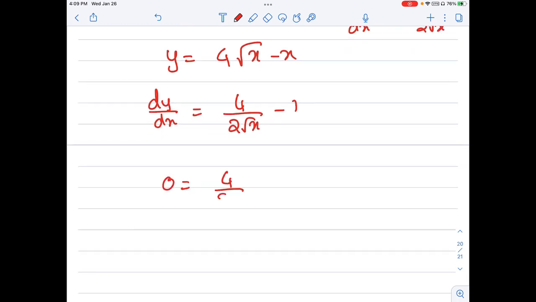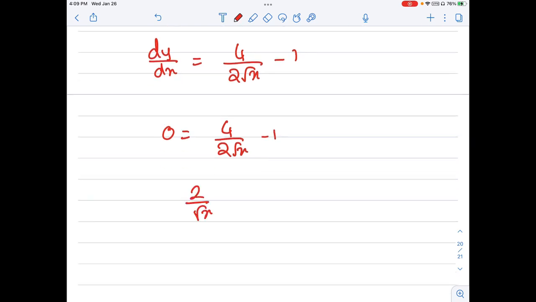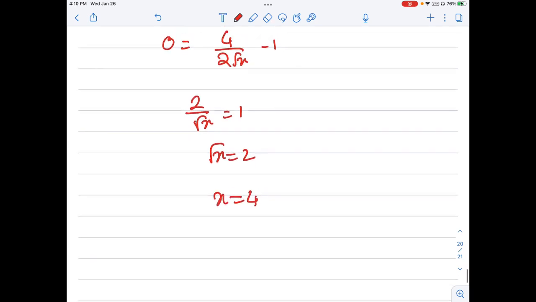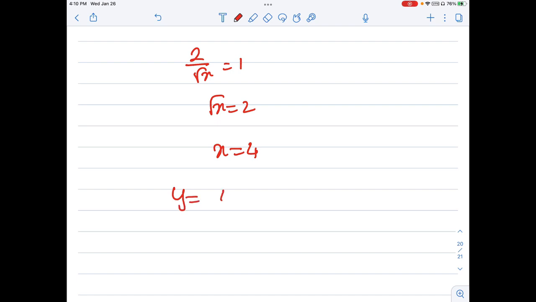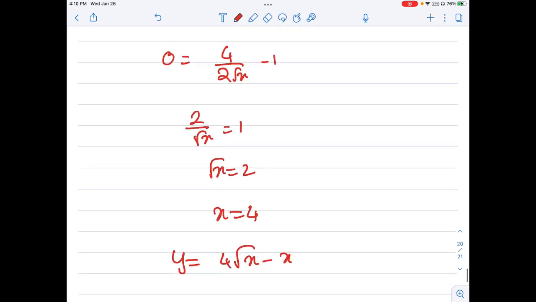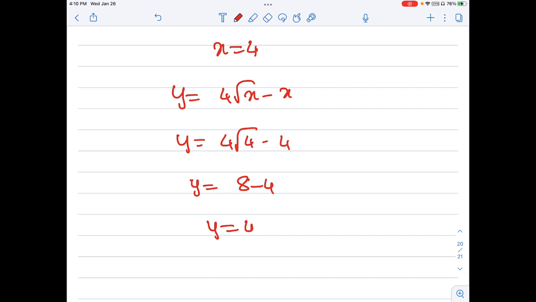So 4 upon 2 root x minus 1 equal to 0. So 2 upon root x equal to 1. Root x equal to 2. x is equal to 4. So y is 4 root x minus x, so 4 root 4 minus 4, which is y is equal to 8 minus 4. y is equal to 4. So what is the point M? 4, 4.